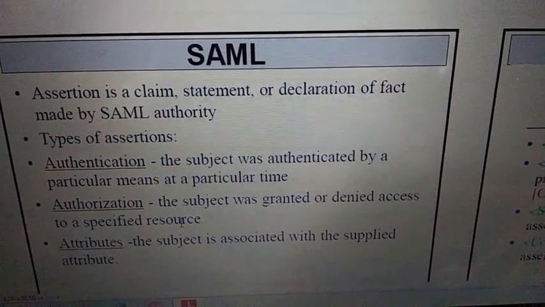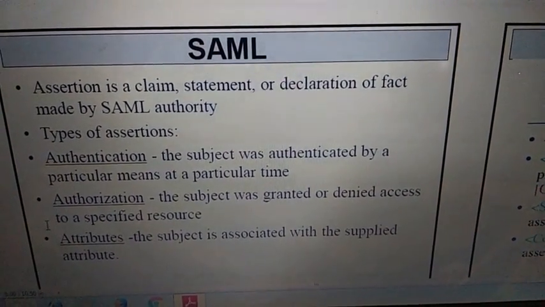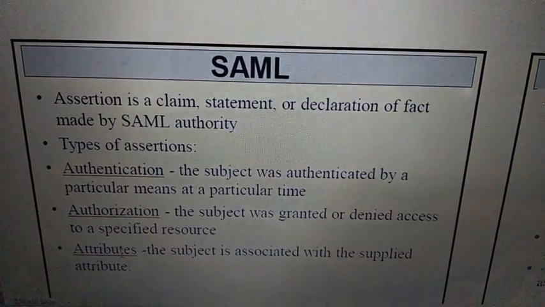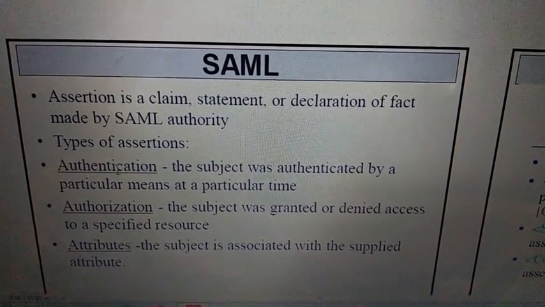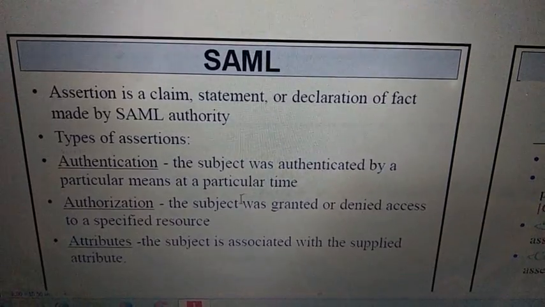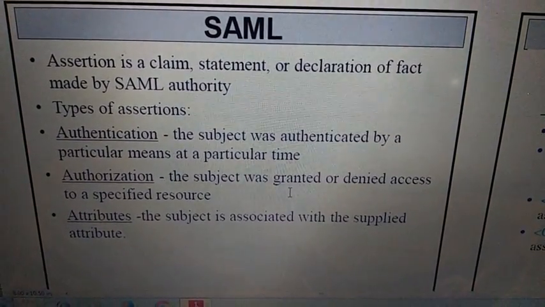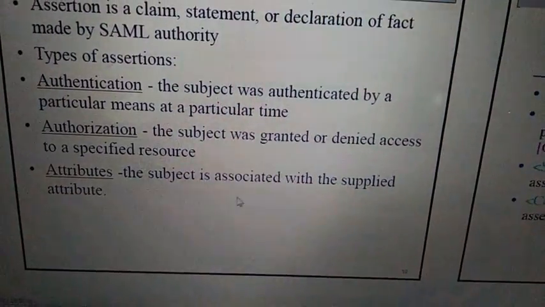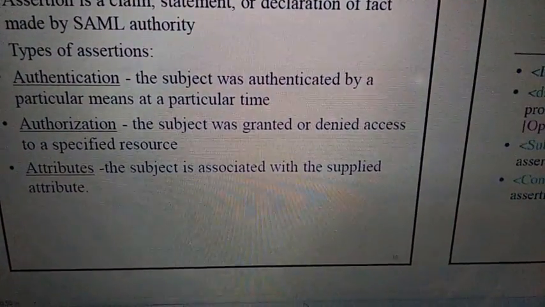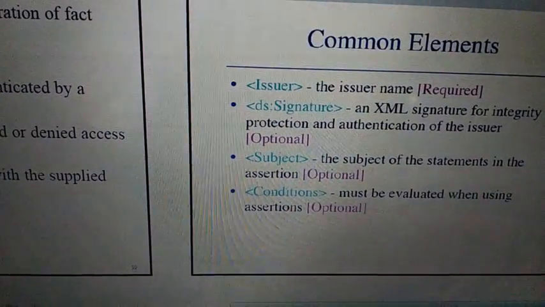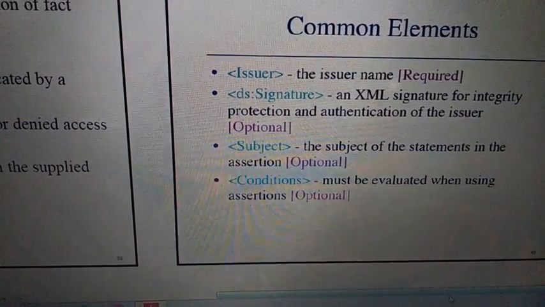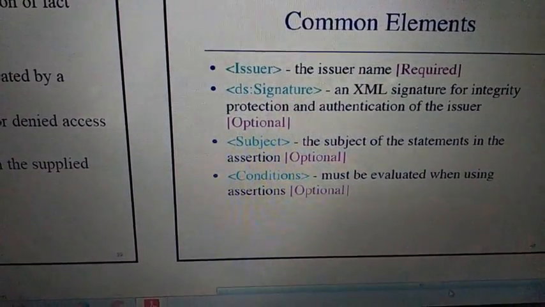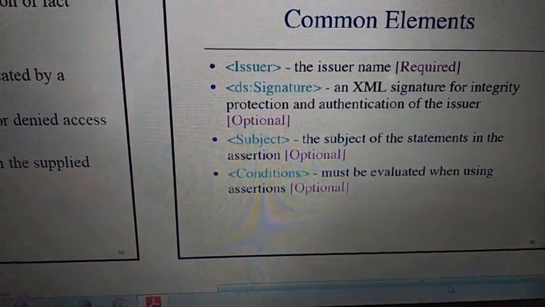Within SAML, an assertion is a claim or a statement, a declaration of fact made by a SAML authority. The types of assertions are three. One is called authentication. The subject was authenticated by a particular means at a particular time. Authorization is granted or denied access to a specified resource. Attribute, the subject is associated with the supplied attribute. What are the attributes to be displayed? So this is an example, like who is the issuer and what is the signature, right? Signature is optional, then subject and some conditions. Those are going to be used as common elements in this SAML, right?